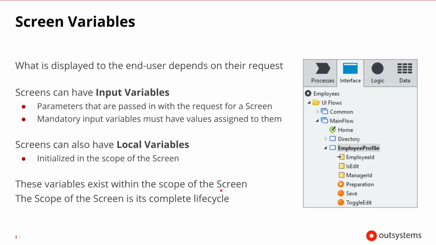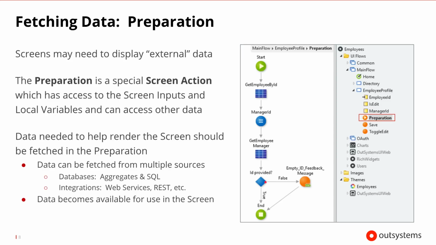So those variables exist inside of the scope of the screen for its complete life cycle. And if you think about the screen life cycle, when someone requests a screen, so if you request a new page and it happens to be the employee profile screen, this screen begins executing, and then it begins working with some of its variables, and it may call the preparation, and it will go through its life cycle, which we'll look at in just a second.